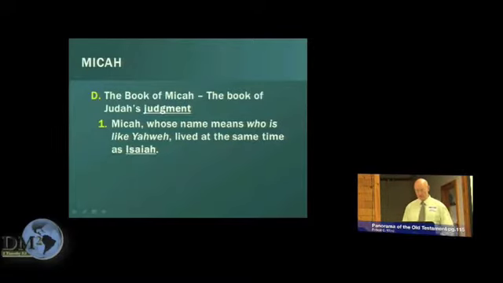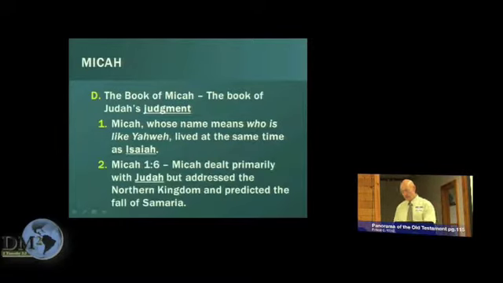And a much shorter book as well. In Micah 1:6, Micah dealt primarily with Judah, but addressed the northern kingdom and predicted the fall of Samaria. So they're both ministering together before 722 BC. Isaiah goes much farther afterwards.